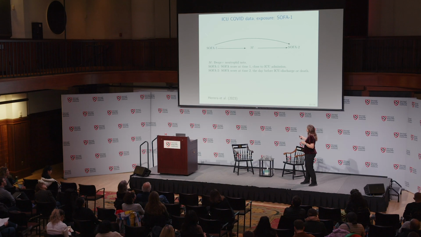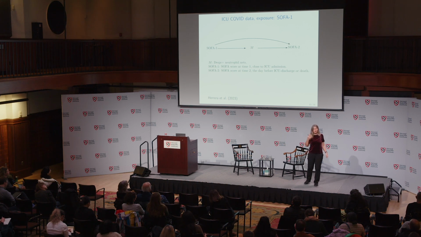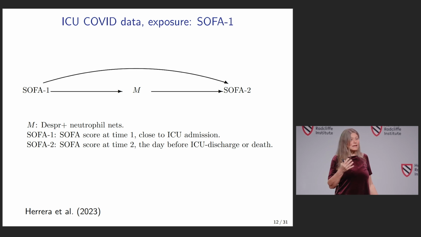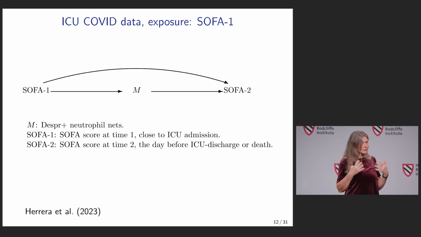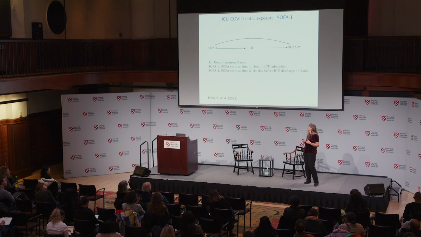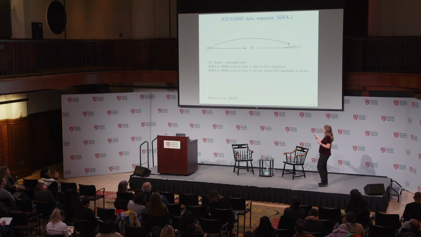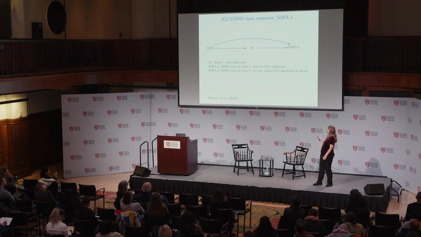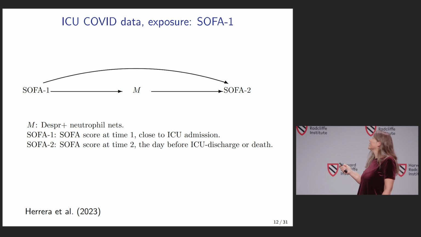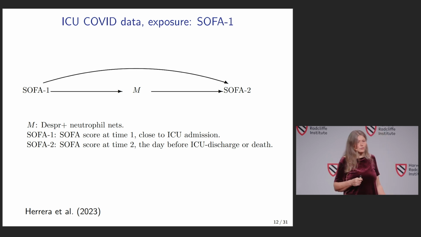So this is the SOFA score that they wanted to use as their exposure. It's the SOFA score at ICU admission. It's a measure for how well the patients are doing when they come into the ICU. Their mediator that they wanted to study was DNase-positive neutrophil NETs. And then they wanted to know what is the effect of the SOFA 1 score, how bad people are at ICU admission, on the SOFA 2 score at the time of ICU discharge that is mediated by these DNase-positive neutrophil NETs.